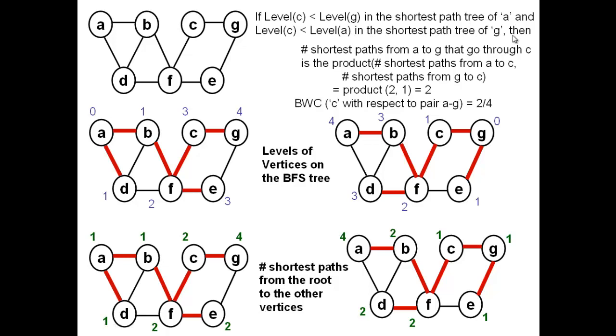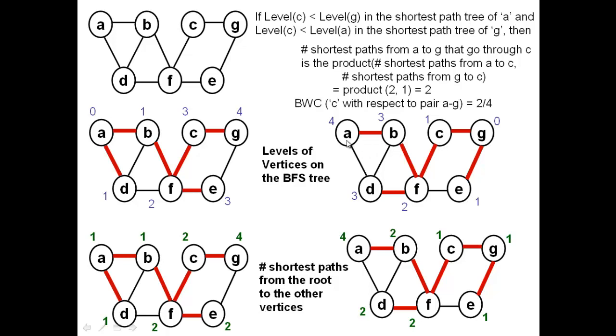So we have to have the number of shortest paths and the level numbers of the vertices. So the level number of C in the shortest path tree of A, which is this, is 3, and it's less than the level number of G. So basically what we want to find is whether C is on the shortest path from A to G. Similarly from G to A, the level number of C is going to be 4, which is this. So this is the number of shortest paths. This is the level number. So the level number of C from G is going to be 1 and A is going to be 4.